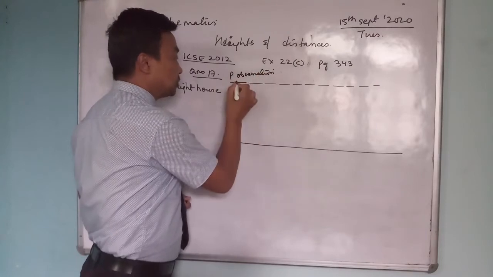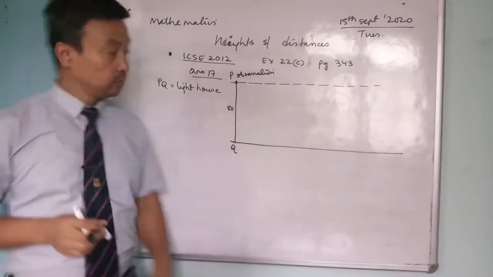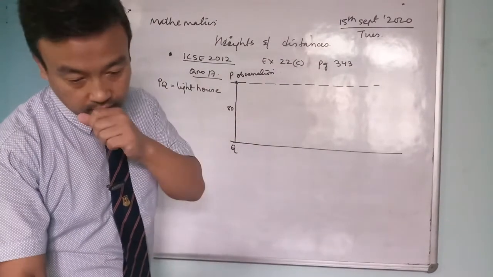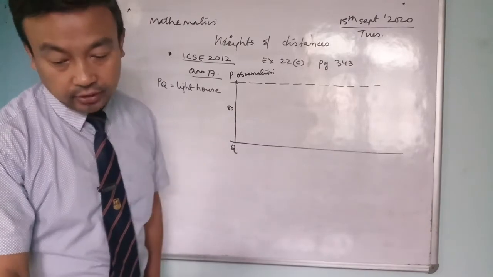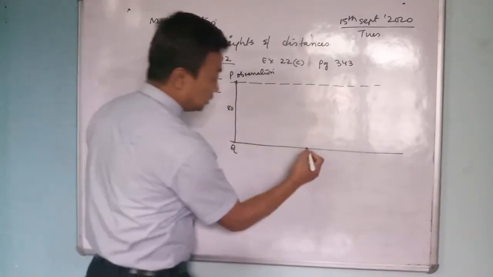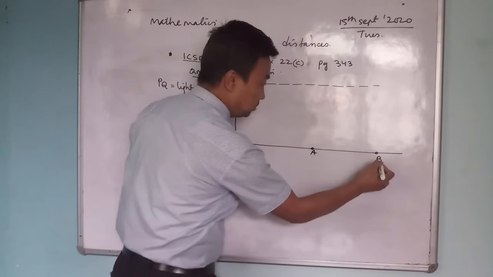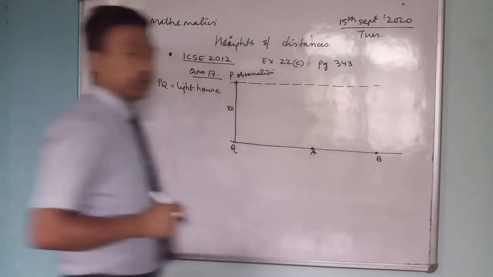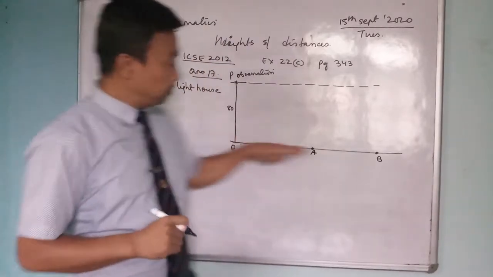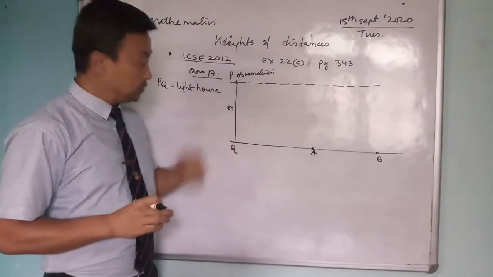Now suppose the guard has climbed up and he is observing two ships. Where are the two ships? The two ships are on the same side of the lighthouse in the horizontal line with the base. So let us say the two ships are ship A and ship B. They are on the same side of the lighthouse. I am just making the ship with a dot. And this is the base, or this is the level of the sea. This is the lighthouse.